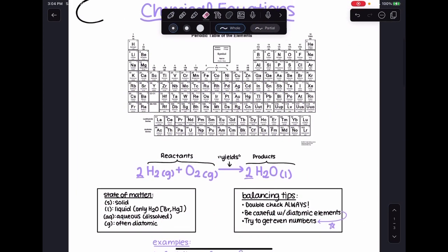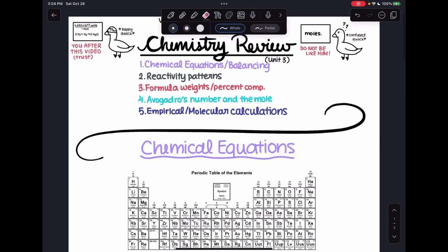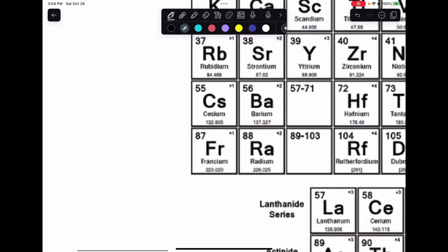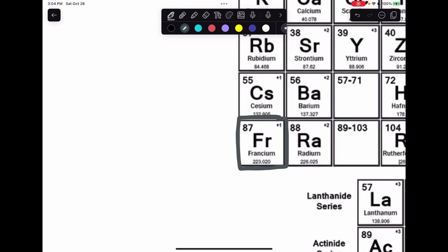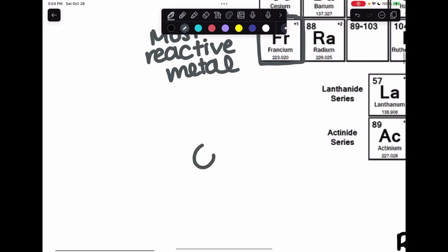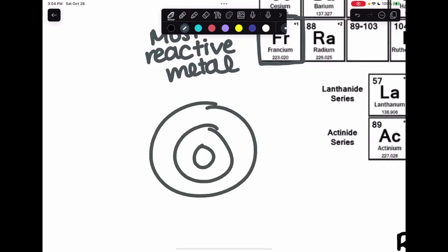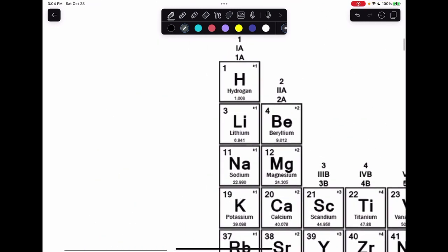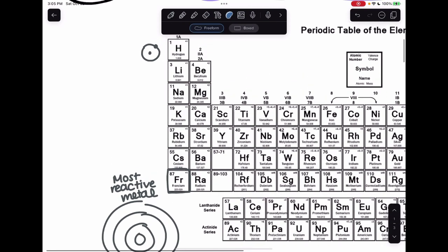So before we move on from chemical equations, I want to talk about some simple reactivity patterns. All you need to know basically at this point is that francium is the most reactive metal. So basically the model of francium looks like this. It has a ton of levels. It's not drawn to scale. Well, hydrogen is just like this, okay? It's just like one. There's a nucleus in the middle and there's an electron there. Let's compare these two, all right?